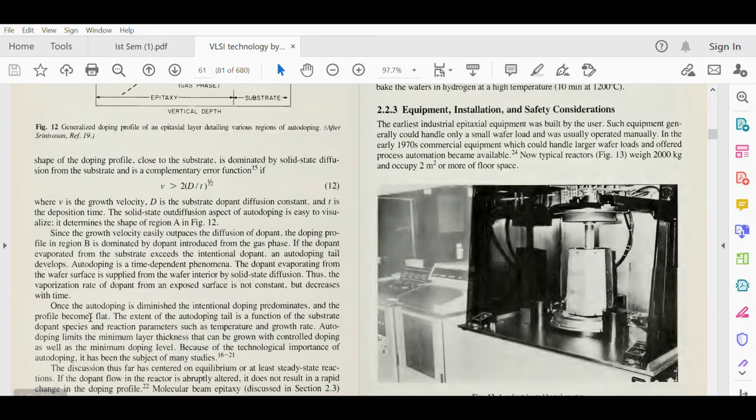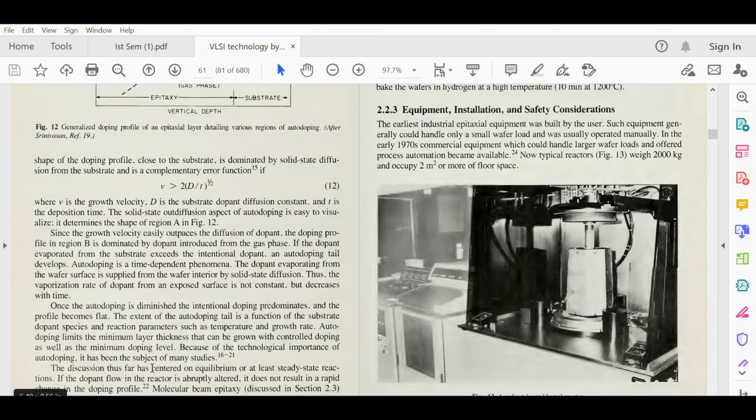So here also the same thing. If auto doping is diminished, the dominating thing is the intentional doping that we are providing from the external sources. The extent of the auto doping tail, yes, I explained it. Auto doping limits the minimum layer thickness that can be grown with controlled doping as well as the minimum doping level. Yes, because of the technological importance of auto doping, it has been the subject of many studies.